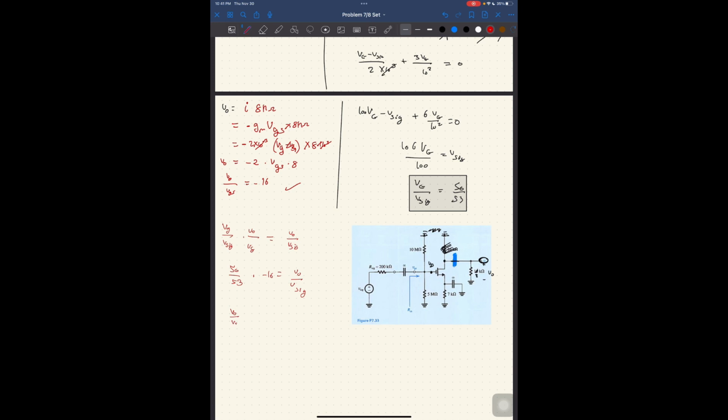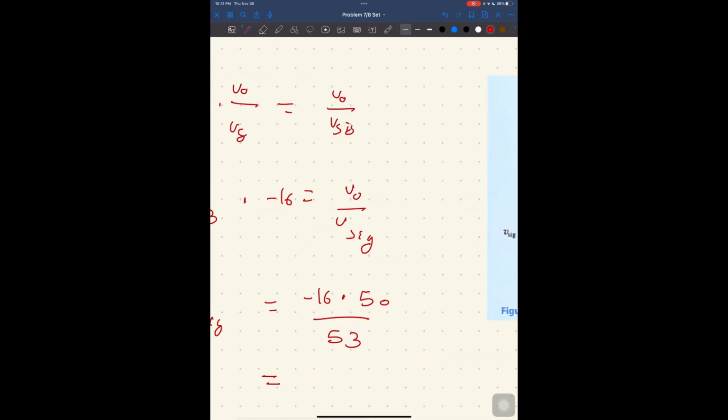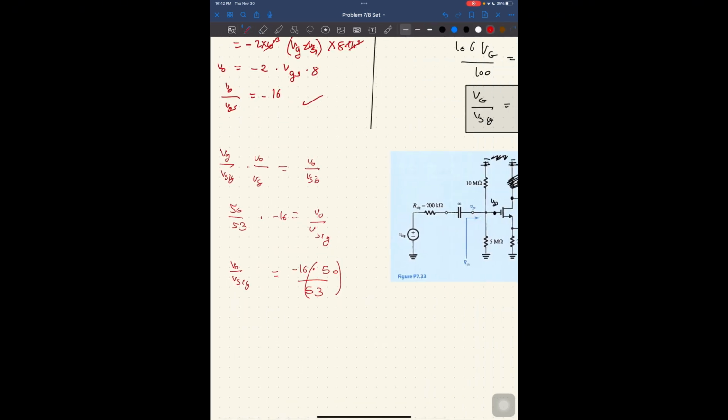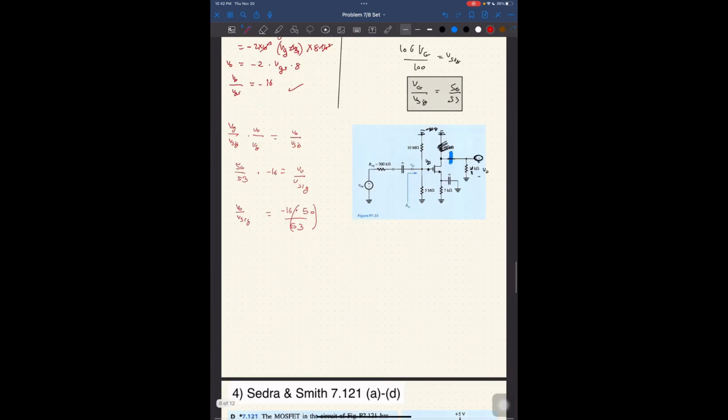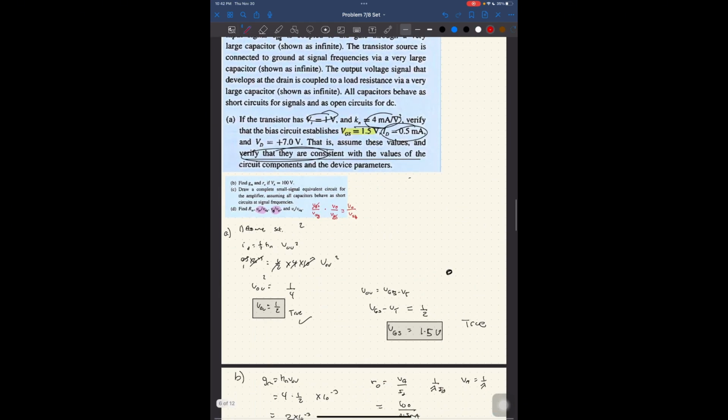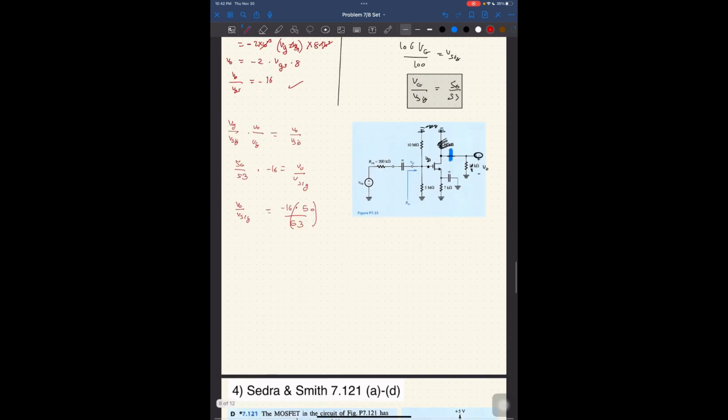So VO over V sig is equal to minus 16 times 50 all over 53, which is something like 15 point something, right? Should be about that because it's going to be like 16 times like 0.9 or something like that. So it should be about like 15 point something. And yeah, you do the math, and it should be correct. I think this is it for this question 7.33, and I'm out.